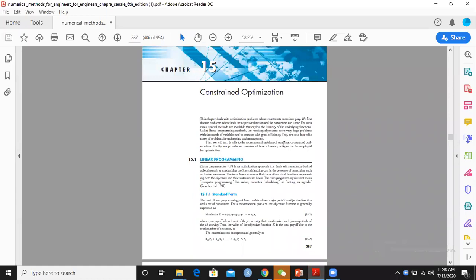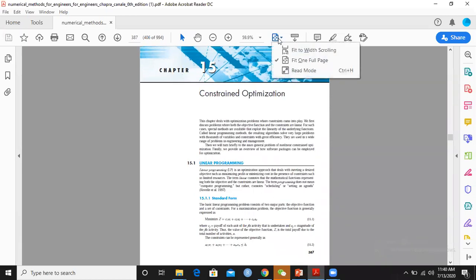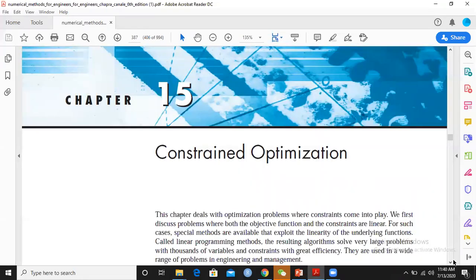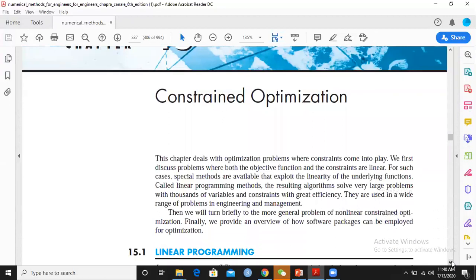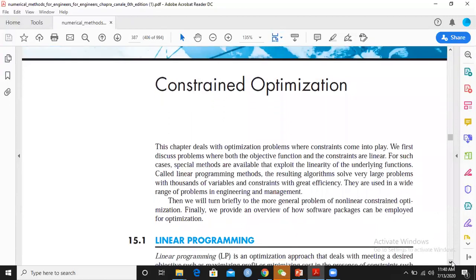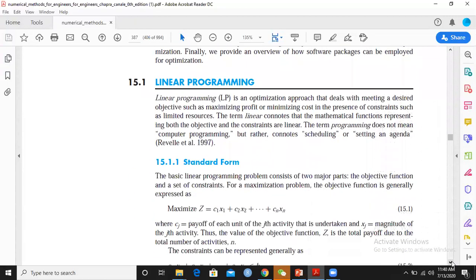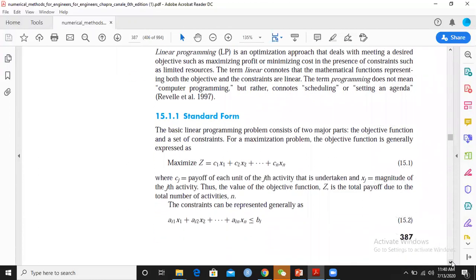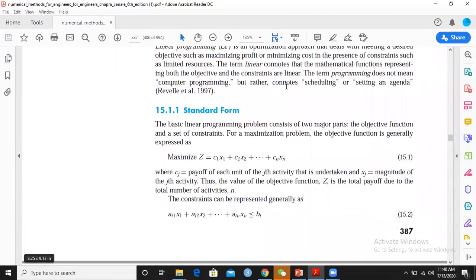Right, hello students. Today we will learn constraint optimization, linear programming, okay? And you will observe that we have already gone through these contents in the past, before the first sessional, so you will definitely now enjoy solving the problems. Okay, so constraint optimization, of course we are talking about the constraints as well, and we are talking about the objective function. Okay, so the basic linear programming problem consists of two major parts.